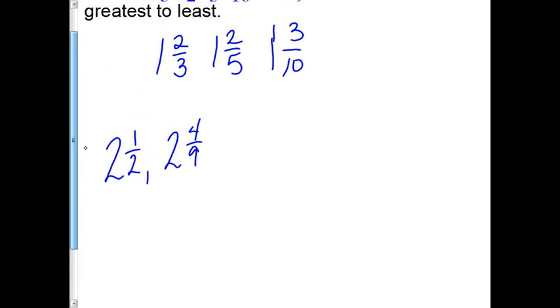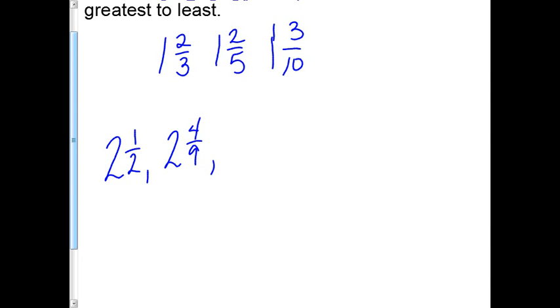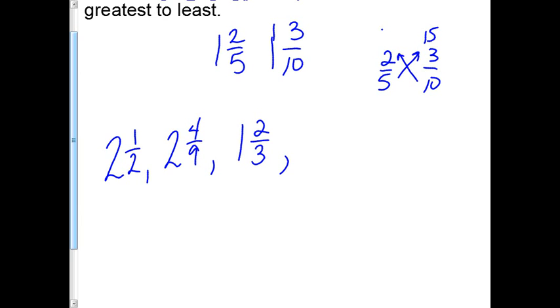Looking at the other 3, I might look and say, well, I know that 1 2/3 is more than 1 1/2, and the other 2 are less than 1 1/2. So I know that 1 2/3 is going to be my next one, going greatest to least. And then that leaves me with just 1 2/5 and 1 3/10 to compare. So if I compare the 2/5 and the 3/10, I can see that 1 2/5 needs to come next, and then 1 3/10.